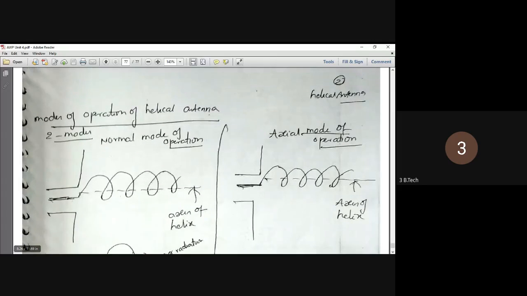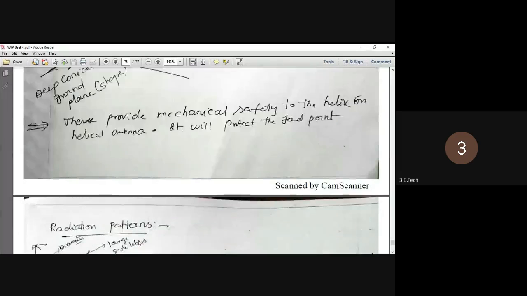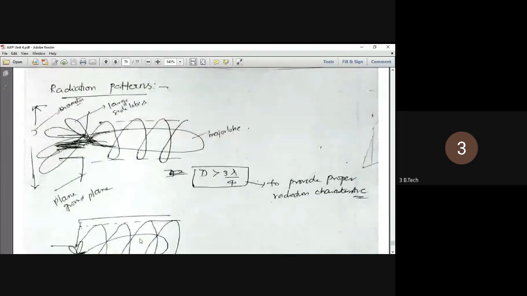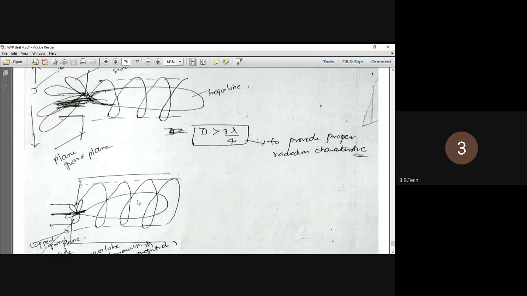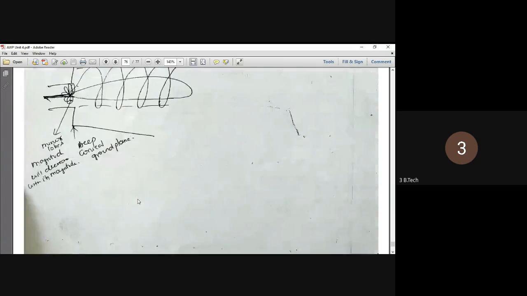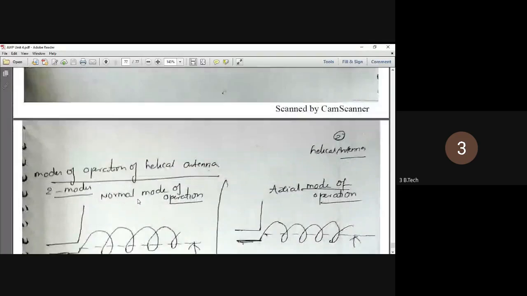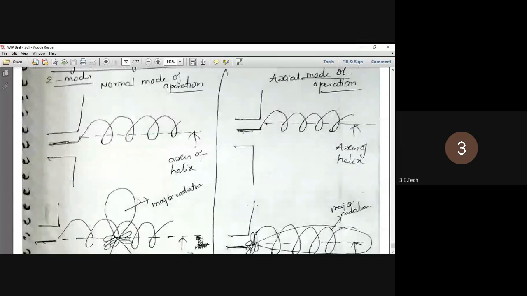So in the above, we talked about the shape of the helical antenna. Helical antenna, you understood, right? So for the radiation patterns of helical antennas, if we take diameter greater than 3 lambda by 4, we get one radiation pattern. If the diameter is less than 3 by 4, we'll be getting another type of radiation pattern. There are two types of modes of operation: normal mode and axial mode.